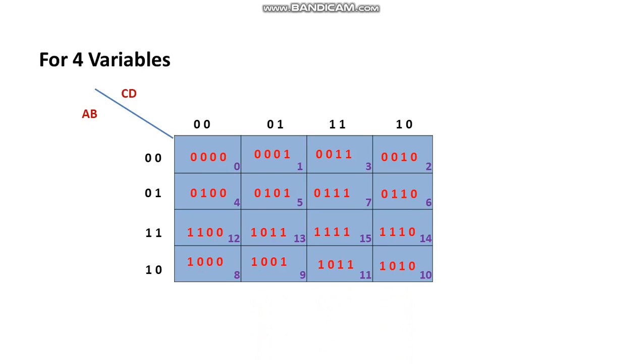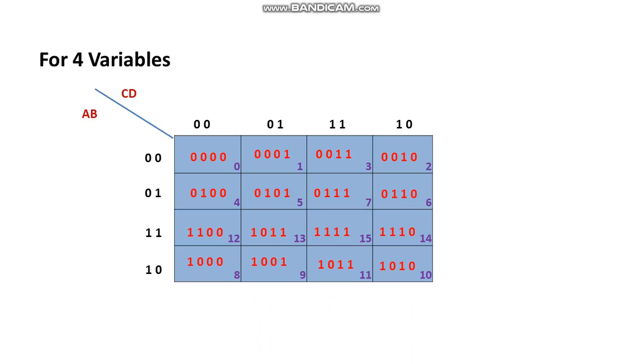So always the adjacent cells in the K-map are single bit change. You can check any cells over here. Those are single bit change. That's why the simplification will be done. So now we will go to the steps.